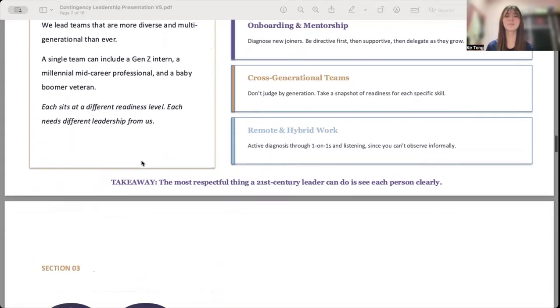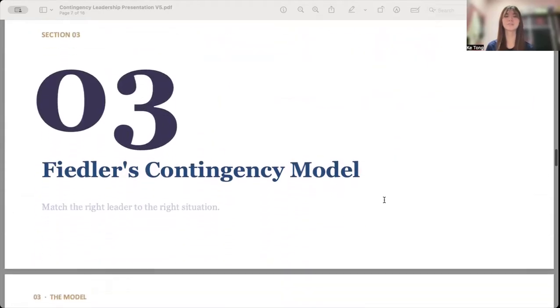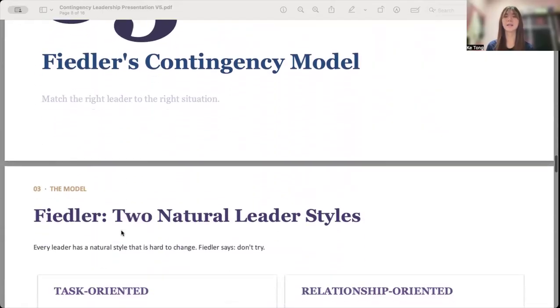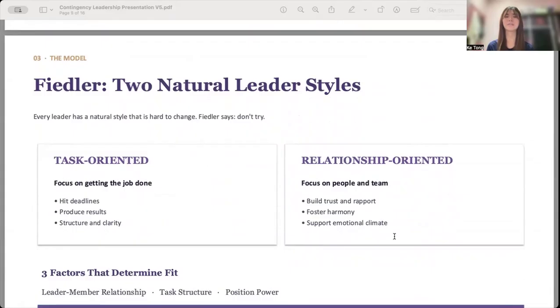So the second theory that we are going to discuss is the Fiedler contingency model. This model argued that every leader has a natural style that is very difficult to change. Some of us are naturally task-oriented, focused on getting the job done. Others are naturally relationship-oriented, focused on people and team harmony.